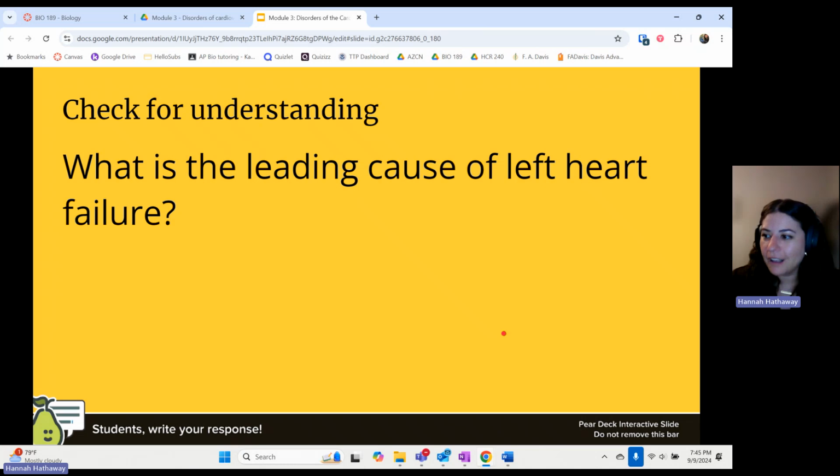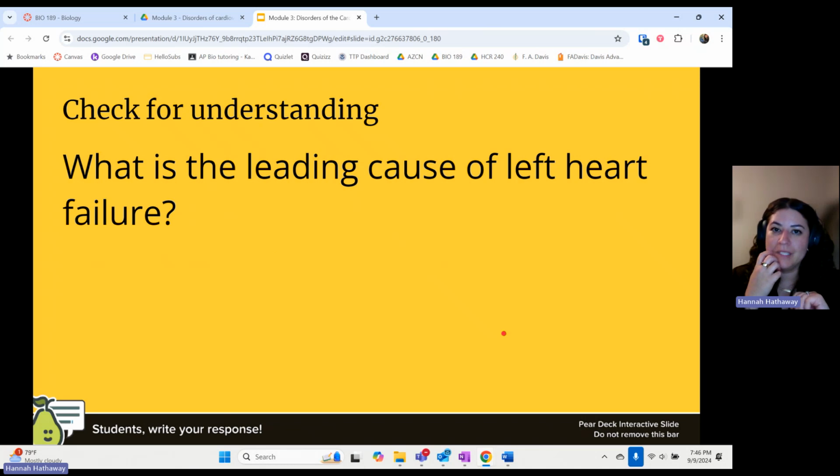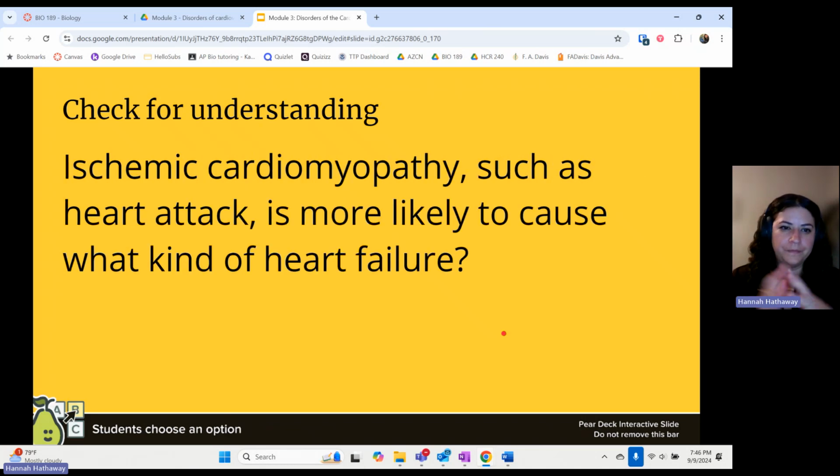Okay, I forgot all the answers on these. Sorry, guys. So next, a trick for understanding: what is the leading cause of left heart failure? That would be hypertension, specifically systemic hypertension, like what we normally think of as high blood pressure. Next one, ischemic cardiomyopathy, such as a heart attack, so not getting enough oxygen to the heart, is more likely to cause what kind of heart failure, left or right?